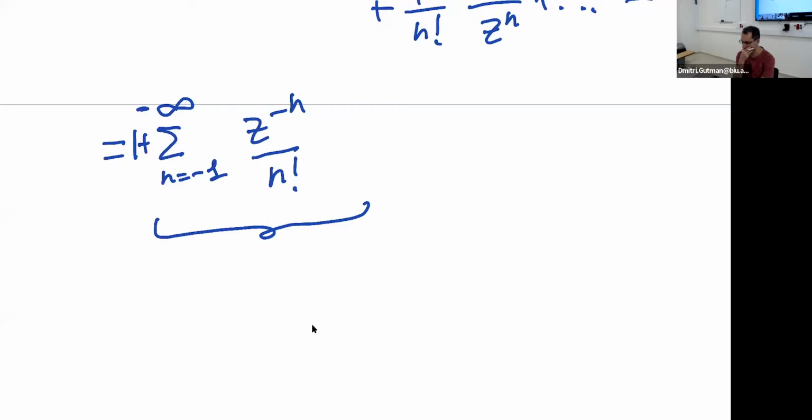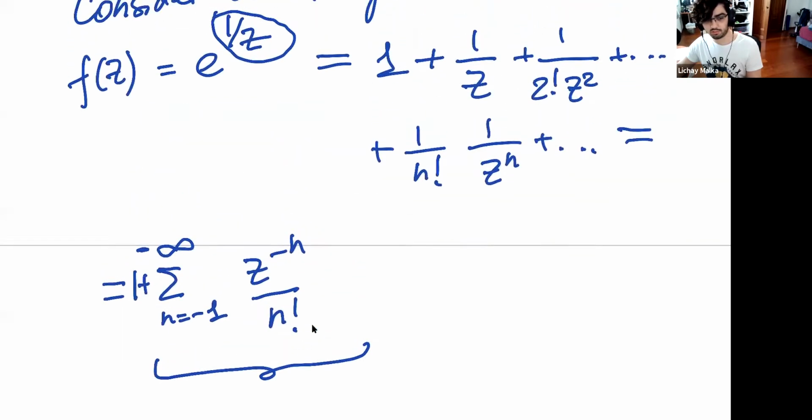It goes to plus infinity, right? Like n equals 1 to plus infinity. There is no negative factorial.